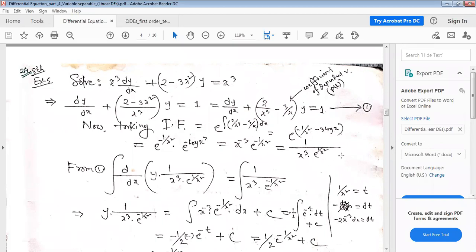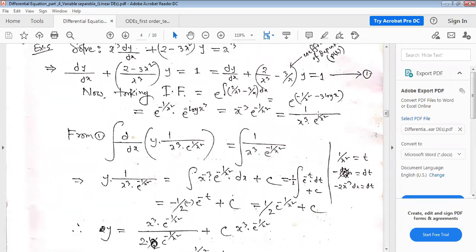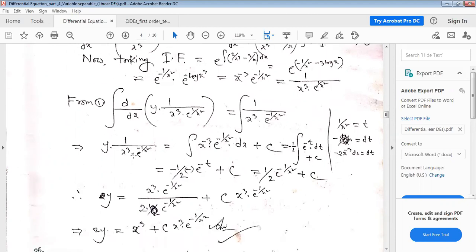So multiplying with this integrating factor on both sides of equation 1, the left hand side will be y into integrating factor. That means the integration of d/dx of y into this. Then the right hand side is only 1, so multiplying with this 1, we get only this. Now this can be written as just y into integrating factor. Understand? Y into integrating factor.